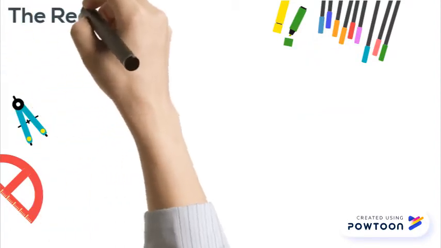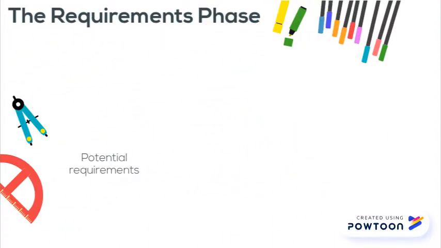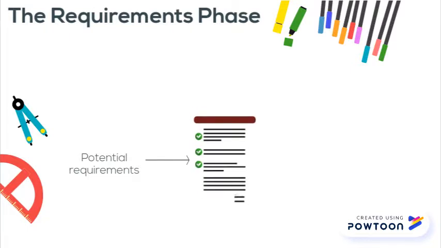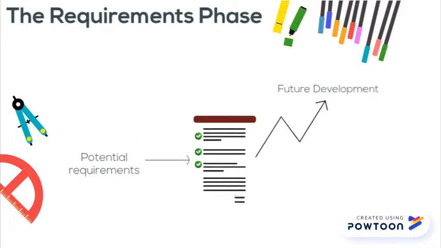During this initial phase, the potential requirements of the application or program are analyzed and written down in a specification document that serves as the basis for all future development. In simple terms, the requirements of an application are analyzed and stored to be used later for the preceding phases.